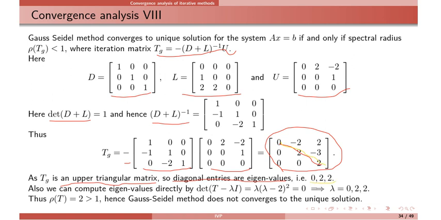Or you can compute by solving the characteristic polynomial, determinant of Tg minus lambda I equal to 0. That will give you the same thing: 0, 2, 2. So the spectral radius is 2, which is bigger than 1. So the method will not converge for this problem as well. If you apply the iterative technique, you will get zigzag answers, and hence you won't get any convergence.